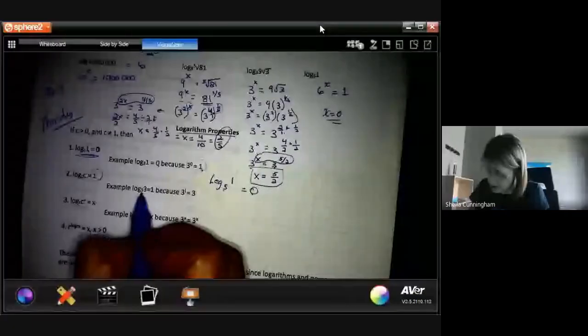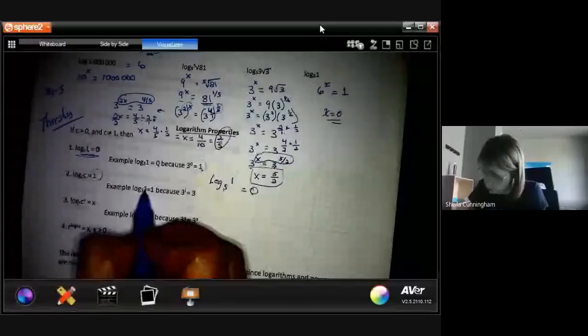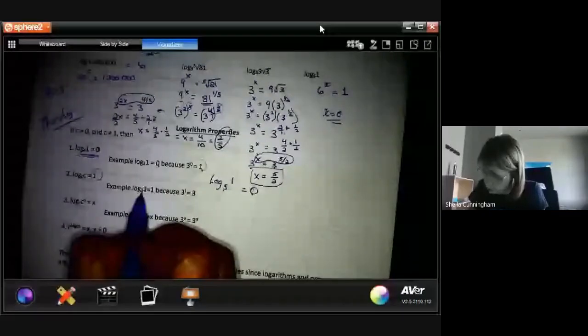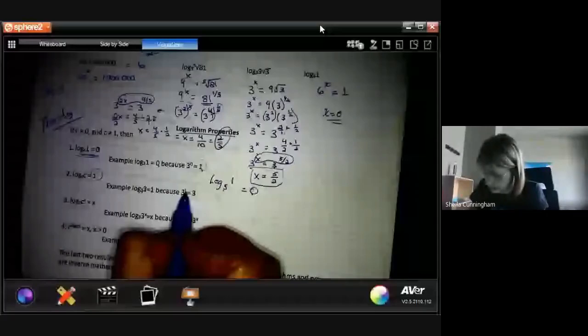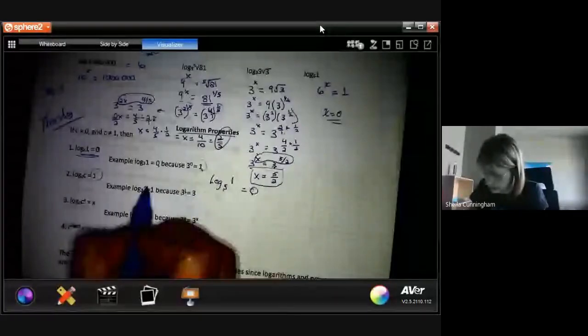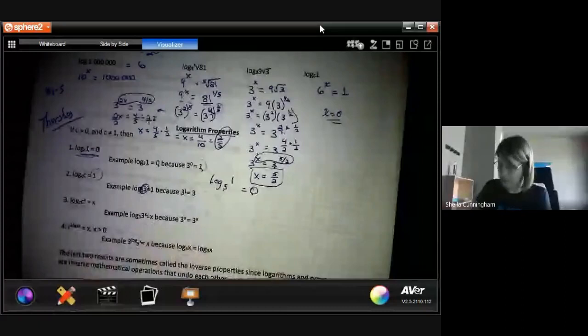The next one is saying that if you've got the log of some base, it could be whatever value you want, and that same number shows up here and here, you know the resulting answer is going to be a 1. So let's think about this. If I put log base 3 of 3 in here, it's going to equal 1. Convert it to an exponential: that's saying 3 to the power of 1 is going to equal 3.